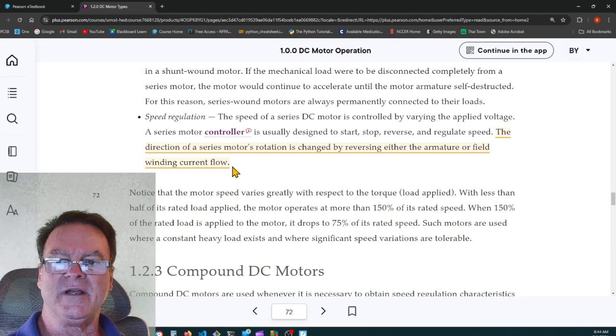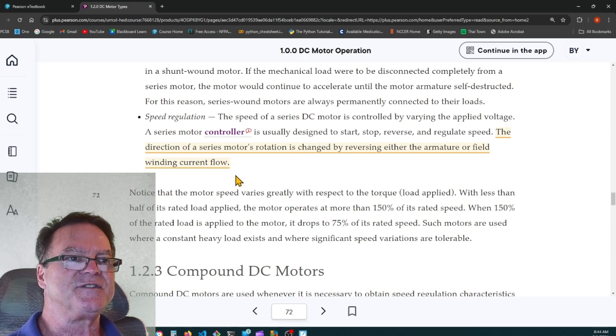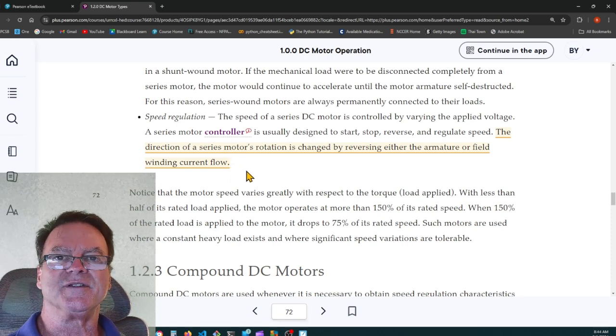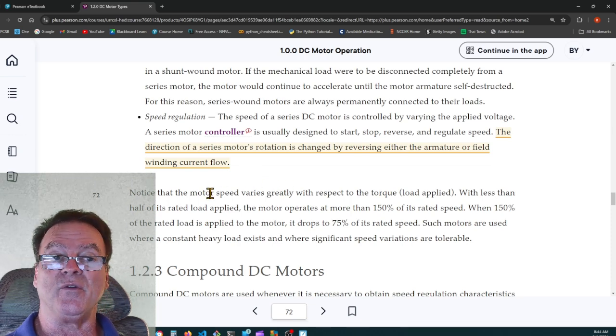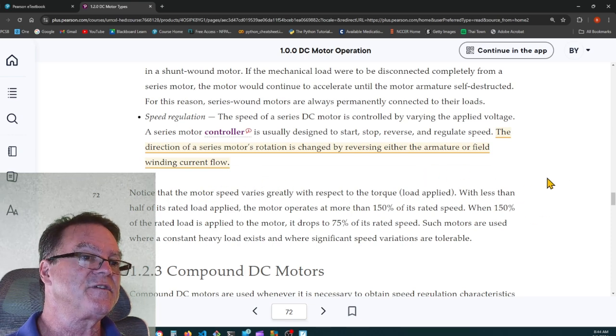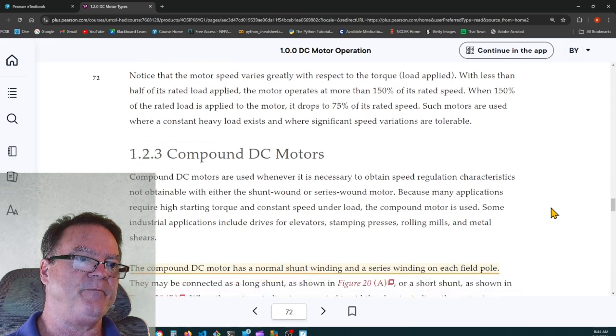If you have a battery and you take that battery and you flip it over, that DC series motor is going to turn in the same direction as it did a minute ago because you reversed both of them. So you have to change the polarity of the series field winding with regard to the armature winding.